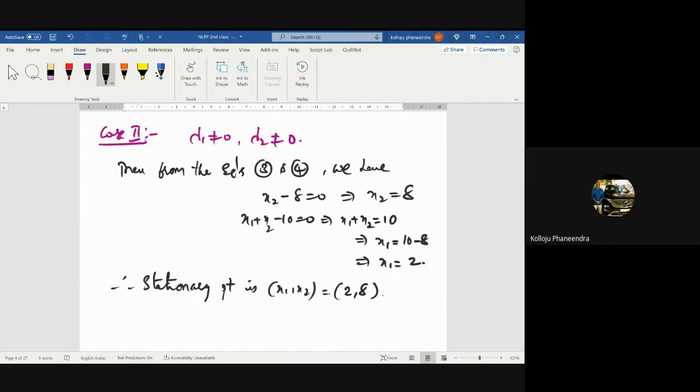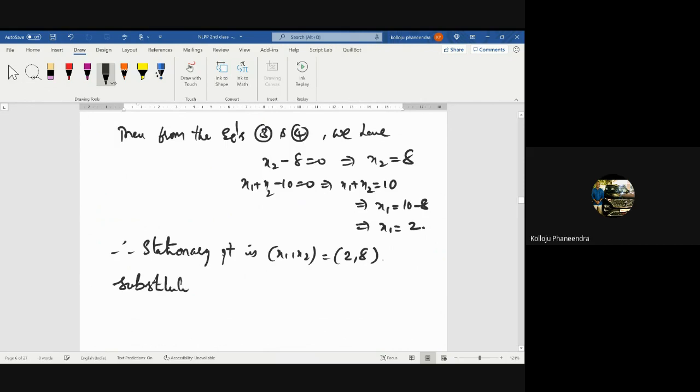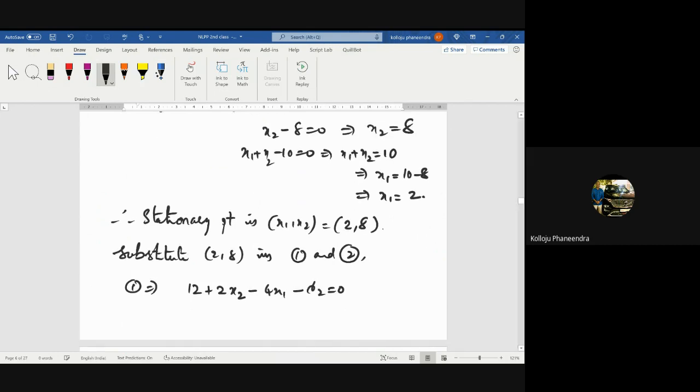Now let us check whether this point 2, 8 satisfies the remaining KT conditions or not. Substitute 2, 8 in equations 1 and 2 to get lambda values 1 and 2. One equation is 12 plus 2x2 minus 4x1 minus lambda 2 equal to 0. Now substitute these values, I will get the lambda 2 value. The second equation is 21 plus 2x1 minus 4x2 minus lambda 1 minus lambda 2 equal to 0.